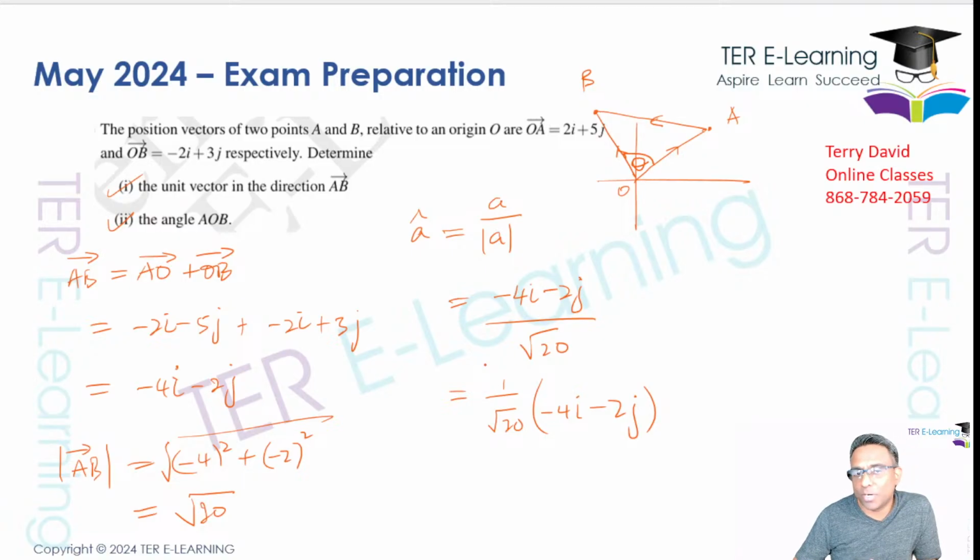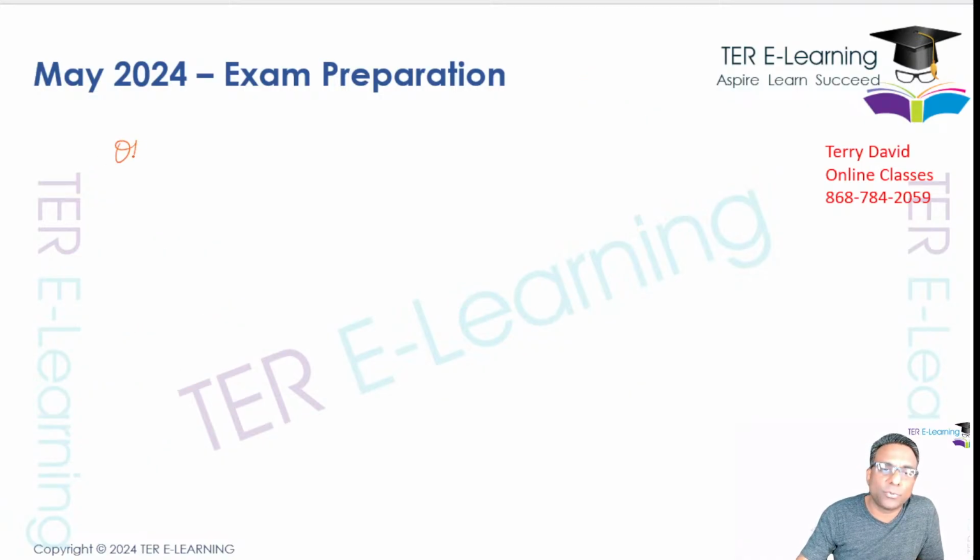And we can work out the angle theta by simply doing what we call a dot product. So let's see. You want to work out the angle theta here. So we need to know what is OA dot OB. That's something we need to work out. That's a dot product. So OA was 2i plus 5j, and you're going to dot this with minus 2i plus 3j.